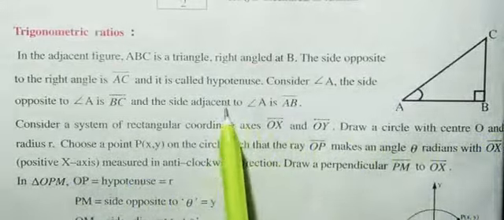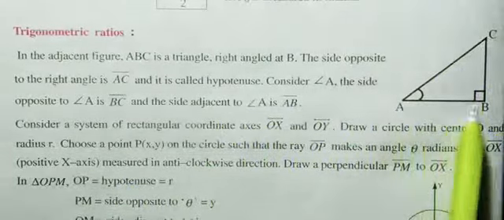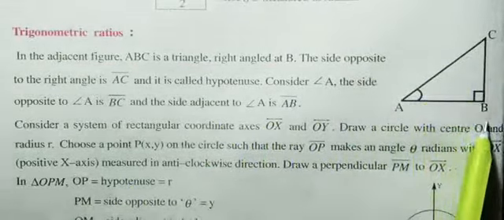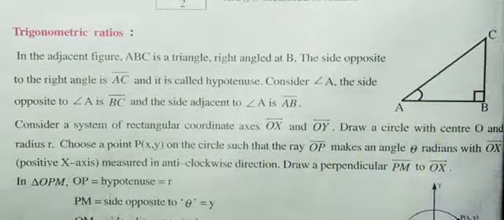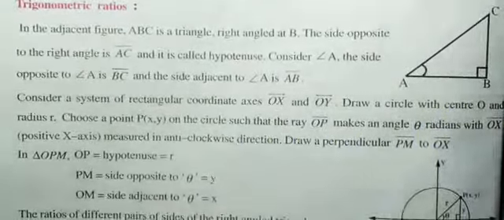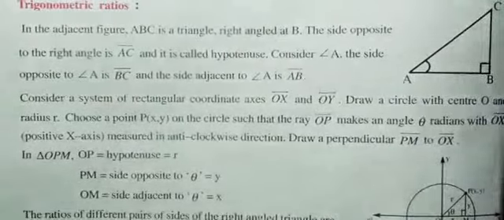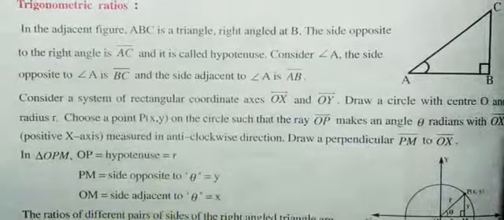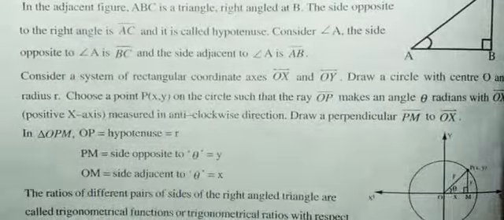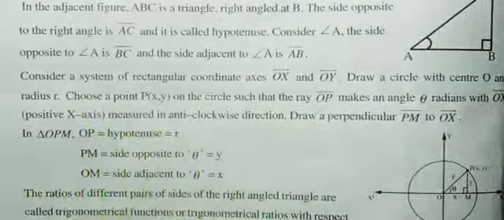Now trigonometric ratio comes only for a right angle triangle. This is a right angle triangle, right angle at B. Understood that? So now we quickly move to this. You have to read carefully what is given here.